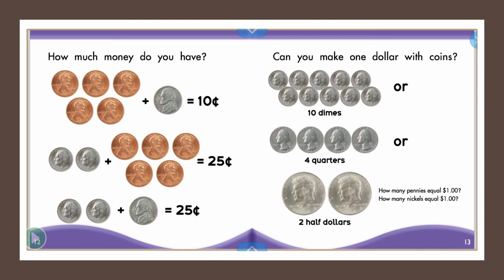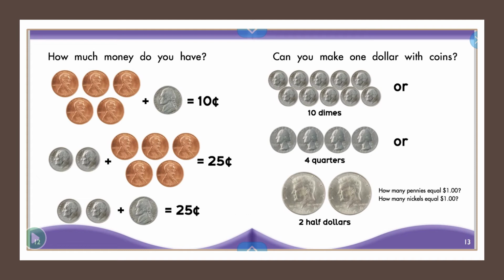On page 13, you see the rows of dimes there. Can you make $1 with coins? If I look at my dimes at the top, I'm going to count by 10, 10, 20, 30, 40, 50, 60, 70, 80, 90, 100. That's 100 cents. And if you remember on the other page, 100 cents is worth $1.